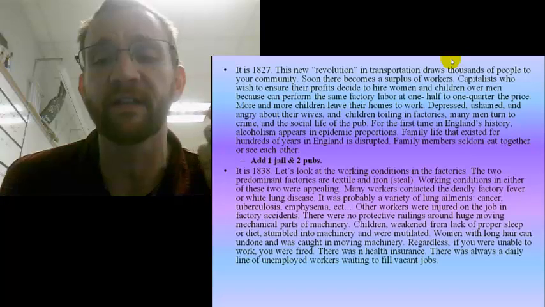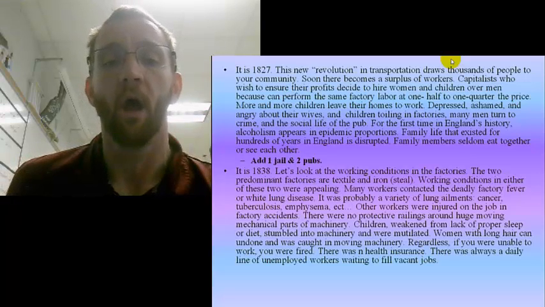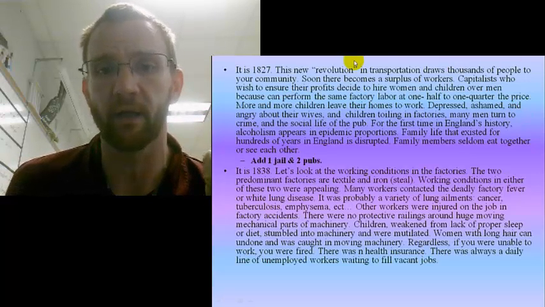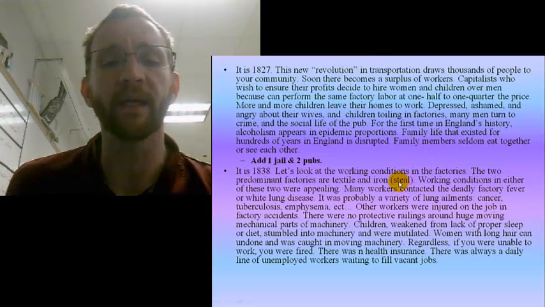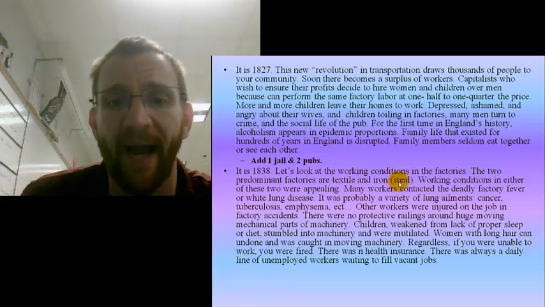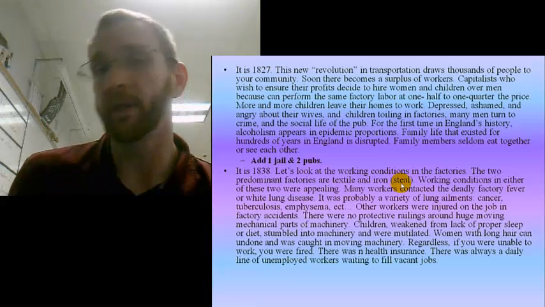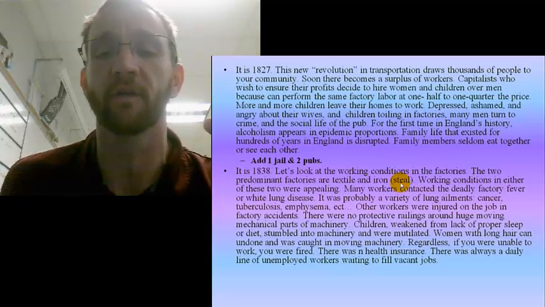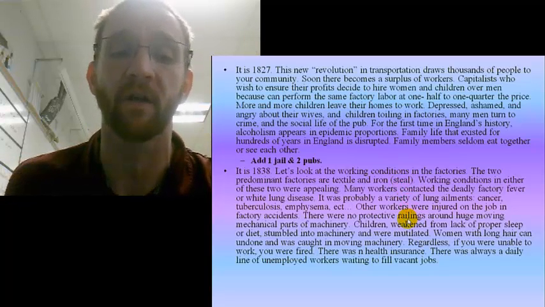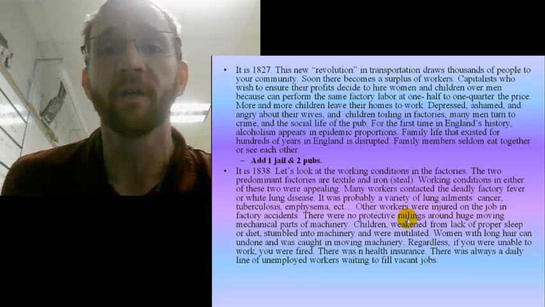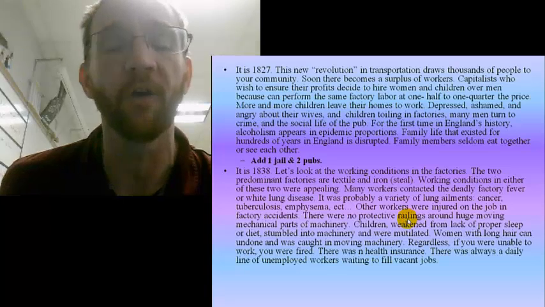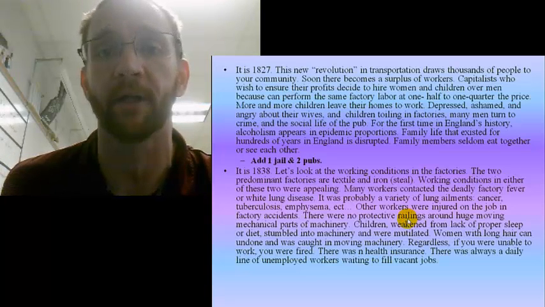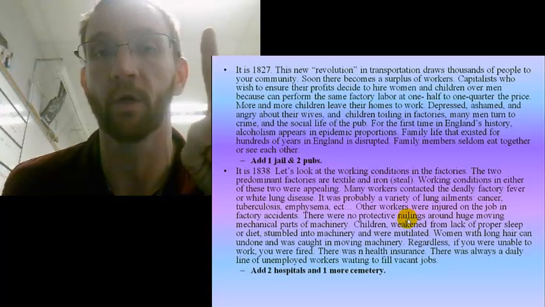1838, conditions continue to get worse. All right, textile and iron or steel later. That's the misspelling of the word steel. I just noticed that. Working conditions were very bad. Women would get their hair caught in the machines. Children couldn't sleep. It was really bad. But on the bright side, if somebody dies, we'll just get somebody else. Because if you didn't work, you didn't make money. If you were too hurt, it didn't matter to the capitalists. They wanted money. 2 hospitals and 1 cemetery.